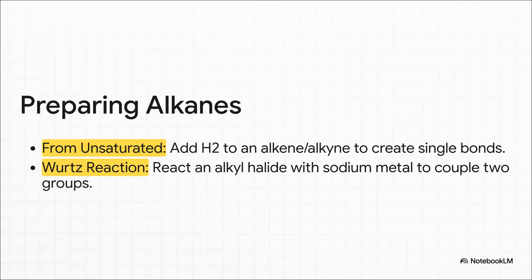The first method is something we've basically already seen. You just start with an unsaturated molecule and add hydrogen to it. That's called hydrogenation. The second method is a really clever trick called the Wurtz reaction. Basically, it uses sodium metal to stitch two smaller carbon chains together to make a bigger one. It's another neat way to build those stable alkanes from smaller pieces.